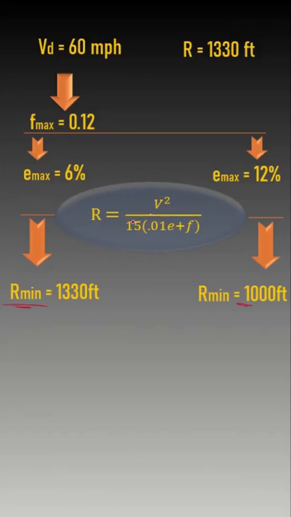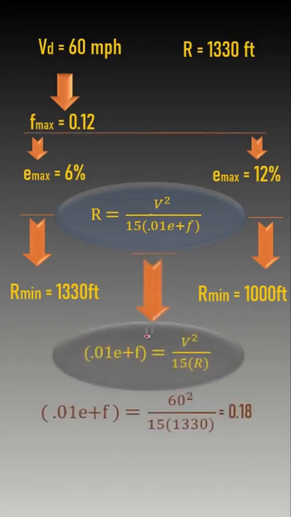Now let's solve the equation for the sum of E and F and put the given speed and radius in the equation. Doing this, it says for a 60 mile per hour curve with a radius of 1,330 feet, the sum of E and F has to be at least 0.18. Now, if the F value is known, we can simply subtract it from 0.18 and get the required super elevation rate. But this is where it actually gets a little complex.